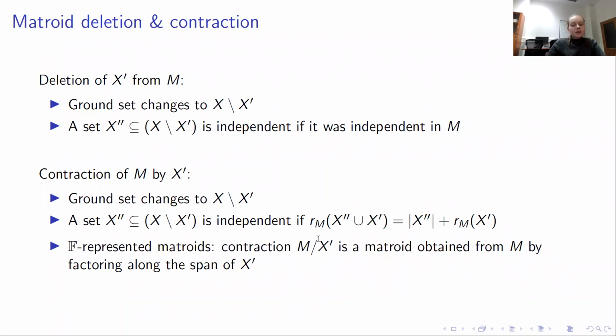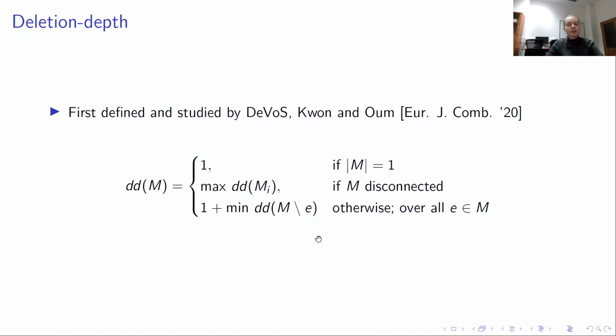And with these notions, I would like to move to the parameters that we use to answer the questions about the preconditioners. The first of them will be the deletion depth, which was first defined in the work of Devos, Kwon and Oum. I think before it was also studied in the context of graphs under the name of tree-depth by Robertson and Seymour. It's defined recursively as follows. If my matroid contains just a single element, then the deletion depth is 1. If the matroid is disconnected, then as the deletion depth I take the maximum deletion depth of the components. And in the third case, if it's connected, then I take the minimum deletion depth of the matroid minus some element of E, increased by 1, and the minimum is taken over all elements of the matroid.